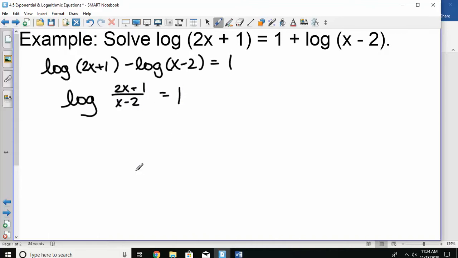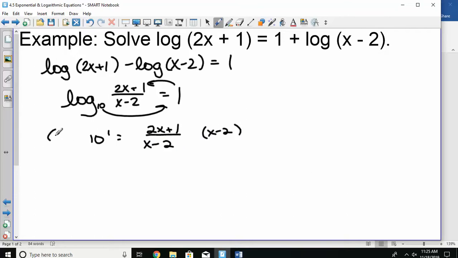Since both sides don't have the log, we have to use the definition to change it to exponential. If I don't have the base, what is it? 10. Okay. So it's 10 to the first equals (2x plus 1) over (x minus 2). You can multiply your denominator. 10 to the first is just 10. So if you distribute, you get 10x minus 20.